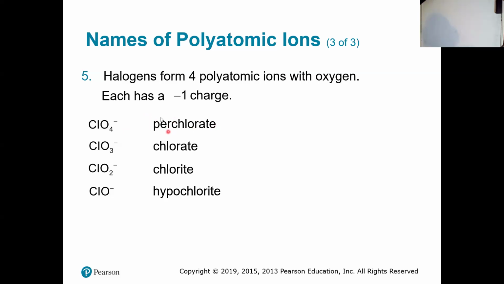This prefix, PER, means more than. So when you call this ion the perchlorate ion, you're literally saying that this ion has more oxygen than chlorate, which it does, because chlorate has 3 oxygens and this has 4. For your hypochlorite ion, hypo means less than. So when you call this ion the hypochlorite ion, you're saying that it has less oxygen than the chlorite ion, which it does, because we have 2 oxygens here and just 1 here.